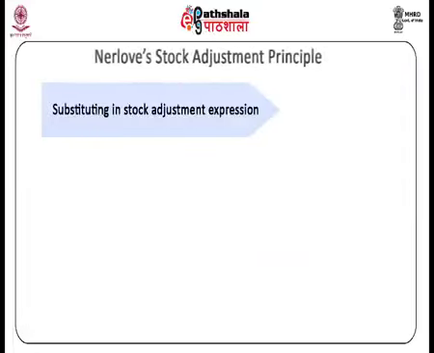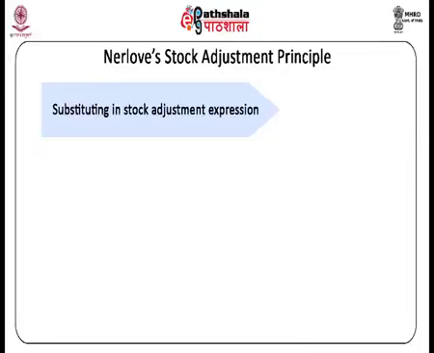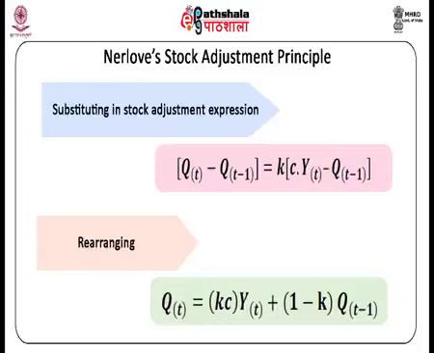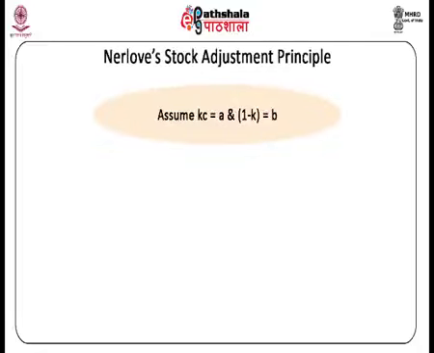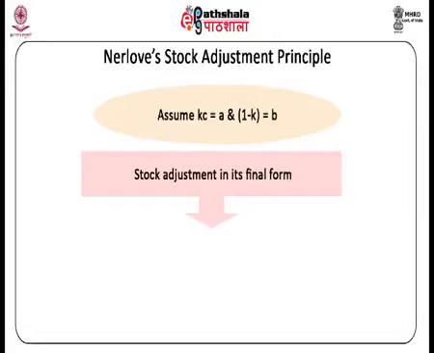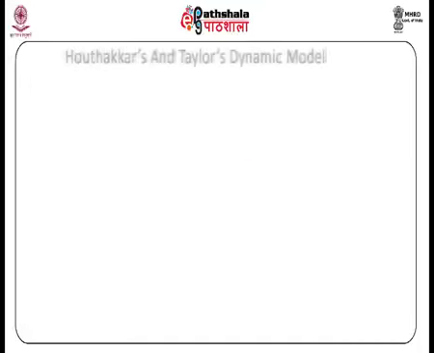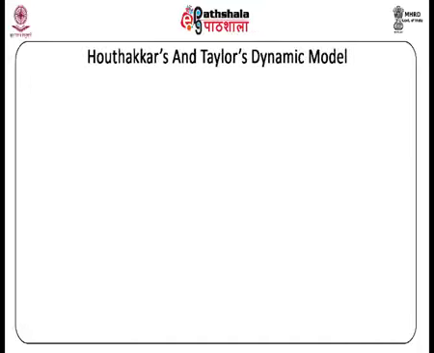Let us substitute equation 1 in the stock adjustment expression. We obtain Qt - Qt-1 = k(C*Yt - Qt-1). Rearranging the terms, we get Qt = kC*Yt + (1 - k)*Qt-1. Now assume kC = A and 1 - k = B. We obtain the stock adjustment in its final form as Qt = A*Yt + B*Qt-1. We now learn about the Houthakker and Taylor dynamic model.